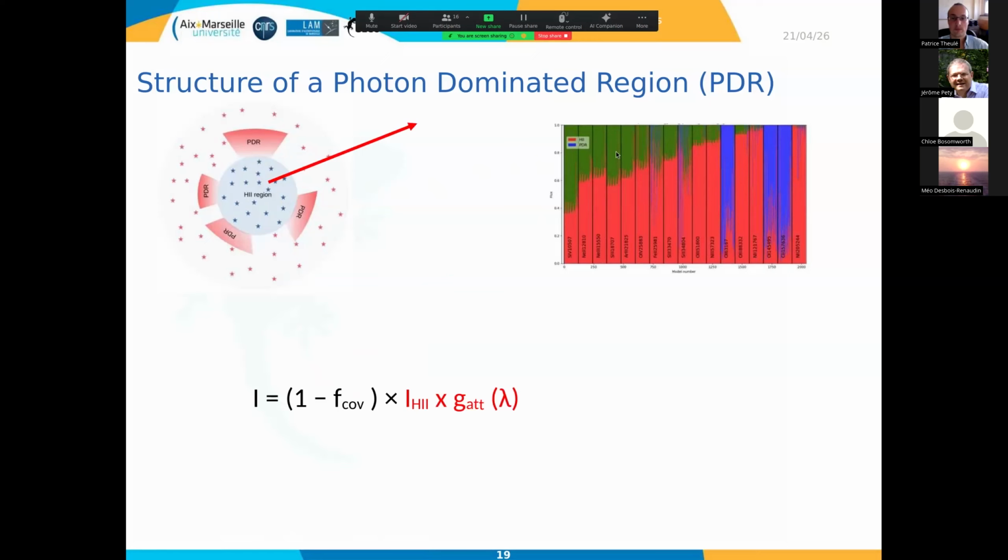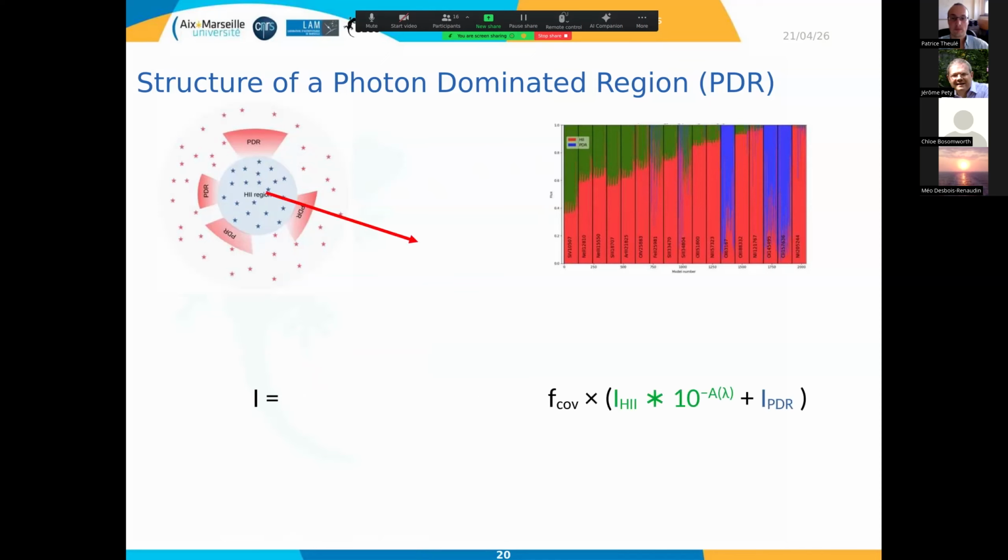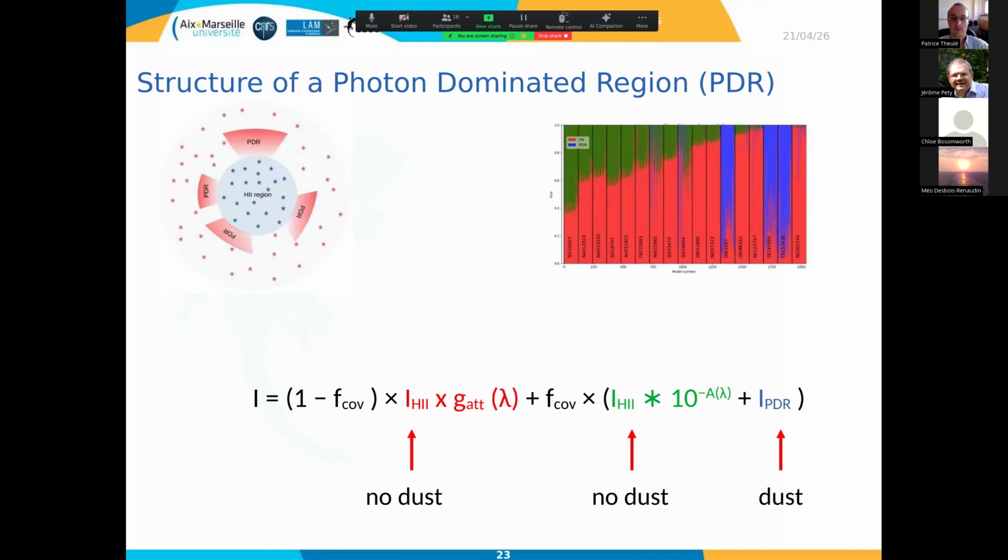So to model this, we need to model these three components. We have lines which are produced in the H+ region and are attenuated, modulo a covering factor, which represents the porosity or the clumpiness of the ISM. Then we have lines which are produced in the H+ region and attenuated and extended. And we have lines which are produced in the PDR. Then we can combine the three of these lines. We make the assumption that because of the temperature, we have no dust in the H+ region, and we have dust in the PDR.